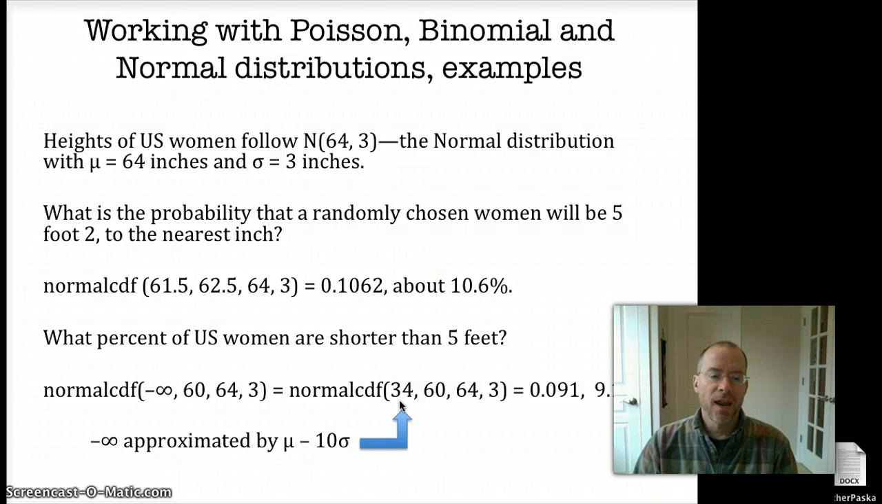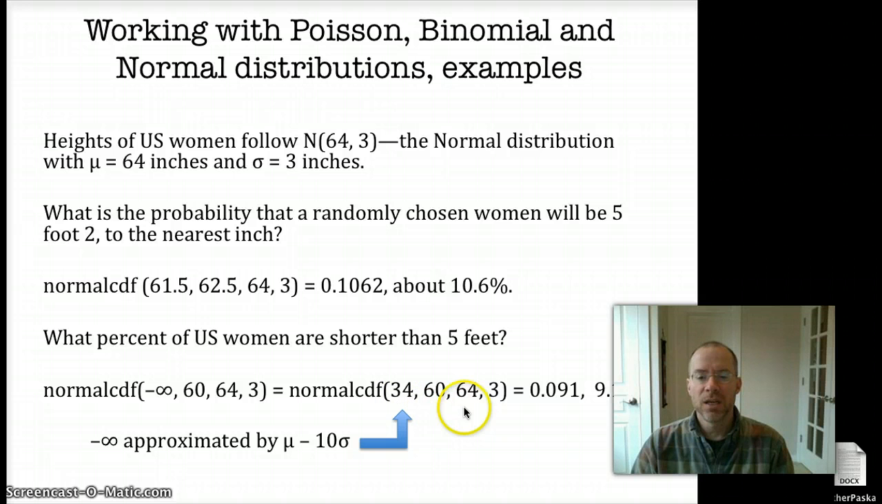And this is essentially saying, okay, realistically, no women are going to be shorter than 10 standard deviations below the mean. That's somewhat under 3 feet tall, right? So instead of saying negative infinity to 60, just ask the calculator, what's the probability that you're going to be between 34 inches and 60 inches? You can even, if the mean and standard deviation are clunkier numbers, you can round. If the standard deviation is 2.7, round to 3 and then use this rule. Or in the calculator, enter right into this space whatever the mean is minus 10 times whatever the standard deviation is. The calculator will crunch the numbers for you.